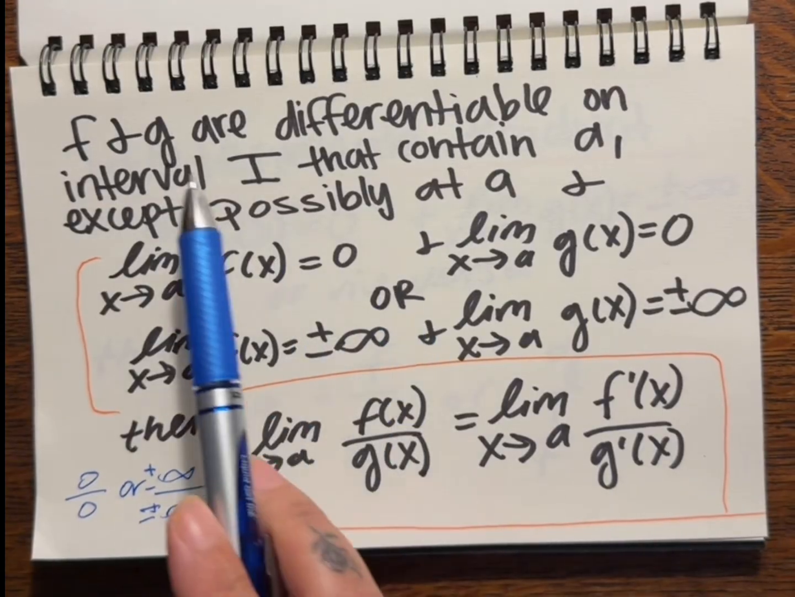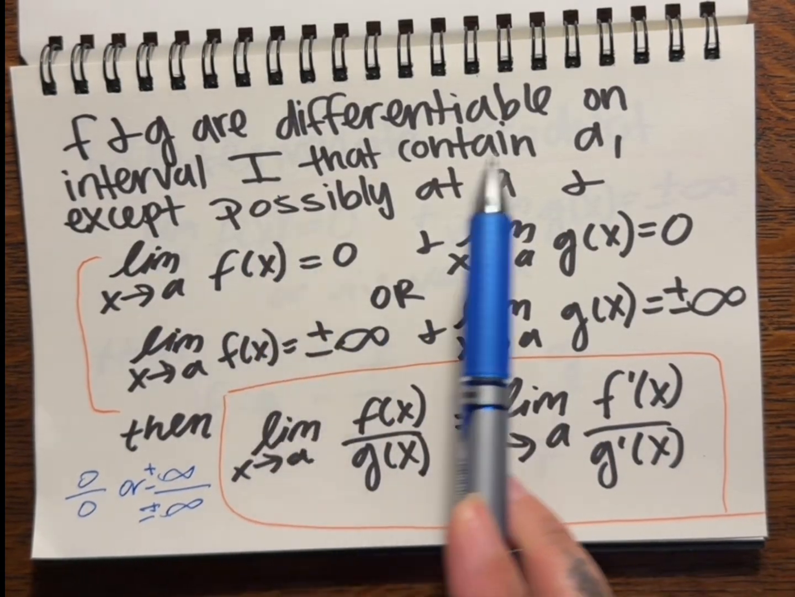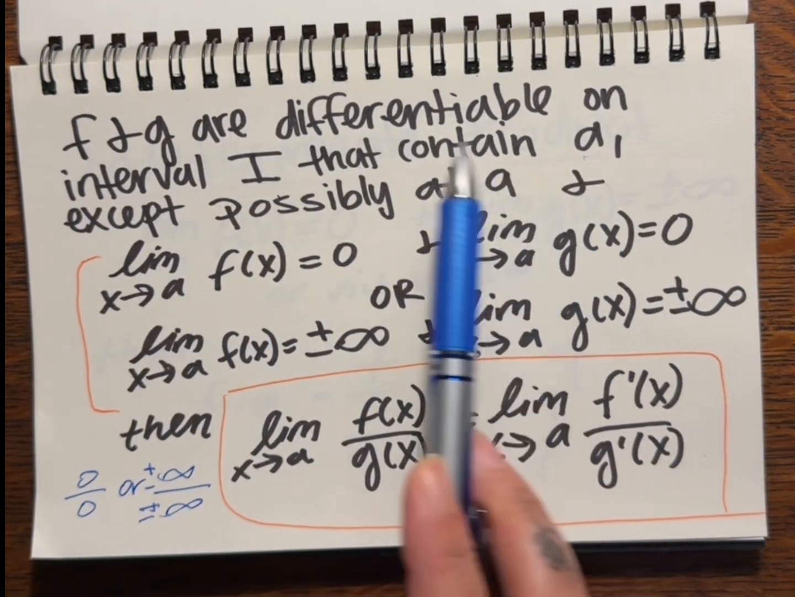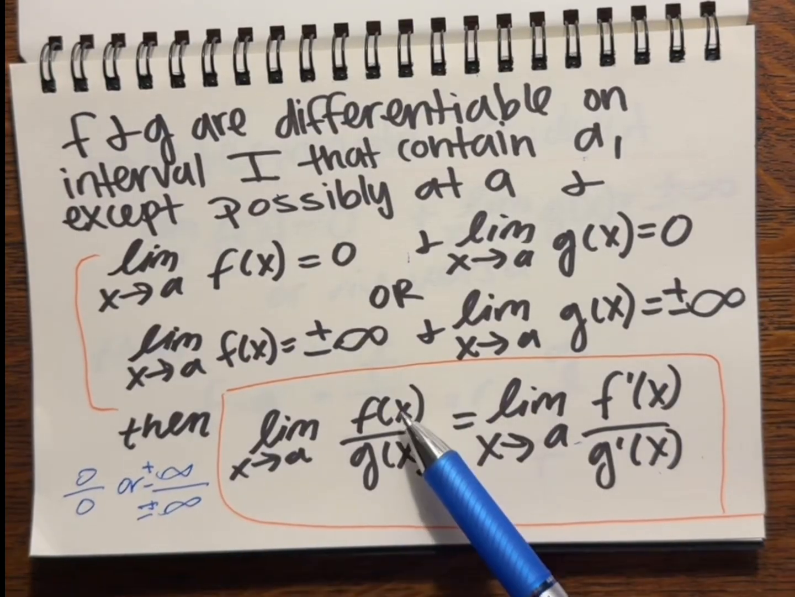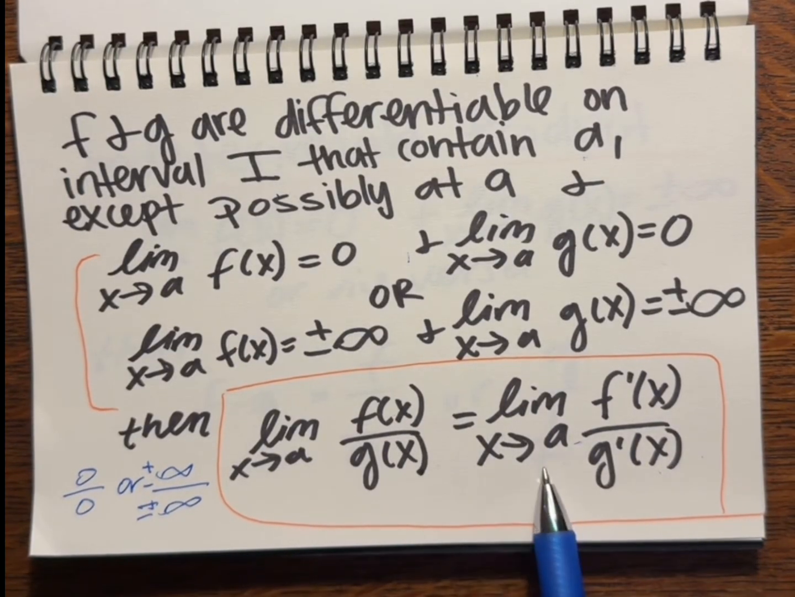And the other thing is that they both need to be differentiable on an interval I that contains a value a, except possibly at a. So when you have this form, you're able to find the derivative of each of these functions and then get the limit as x approaches that same value a.